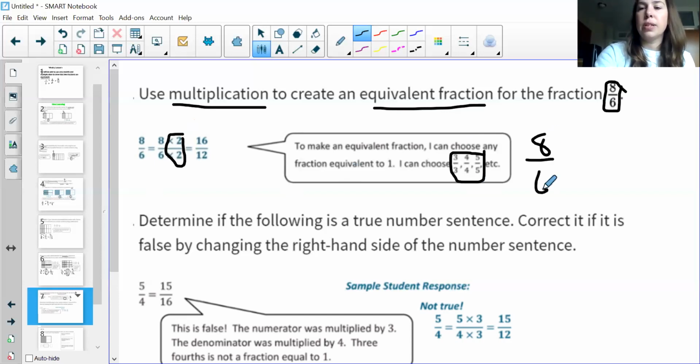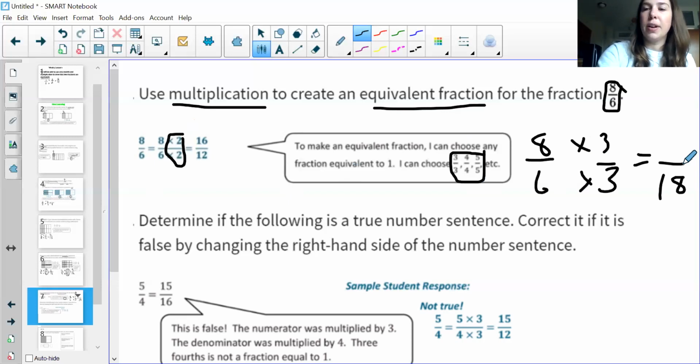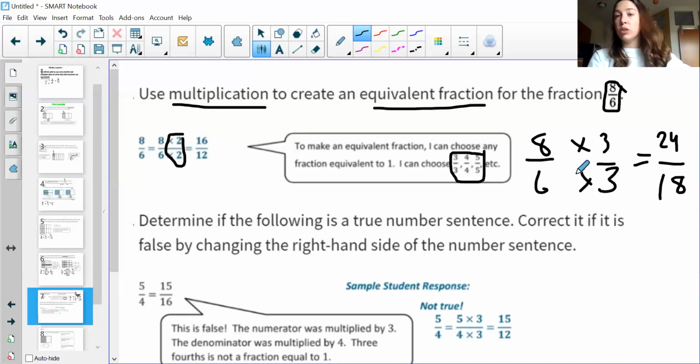And let's do times 3/3. So 6 times 3 is 18. 8 times 3 is 24. So we have 24/18. So what they're trying to show you here is that this strategy also works with fractions greater than 1 whole.